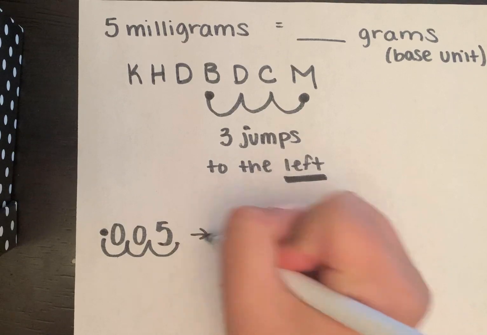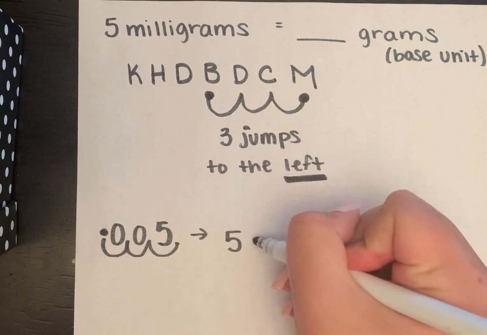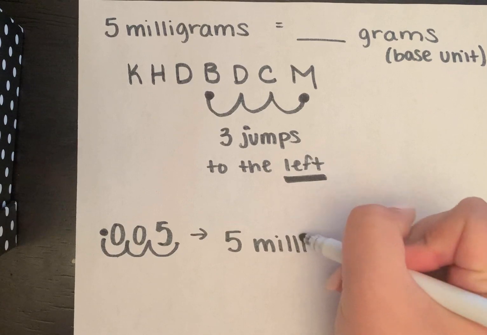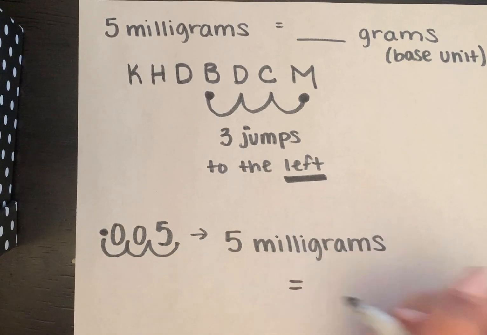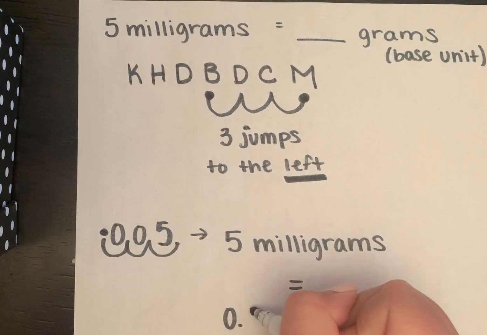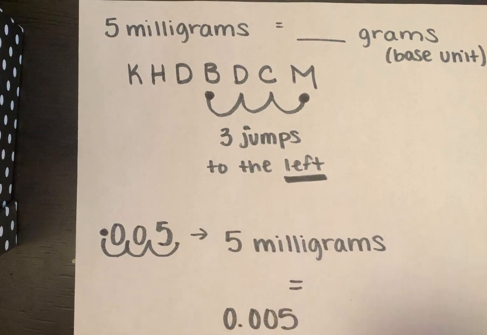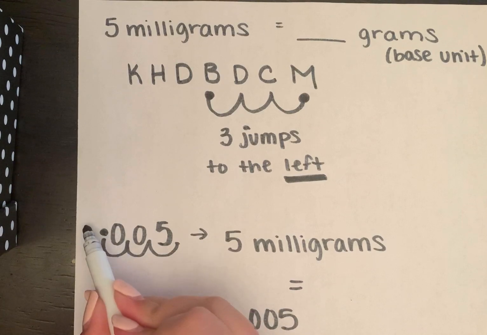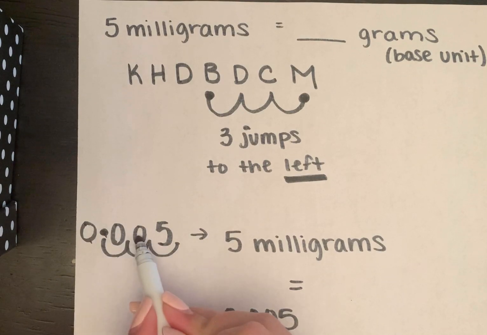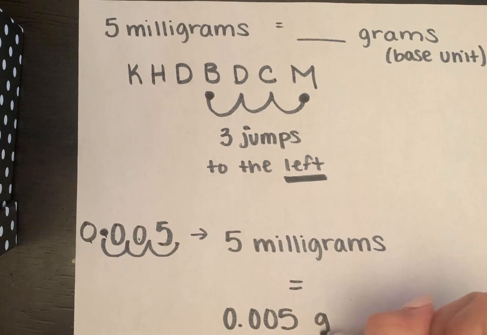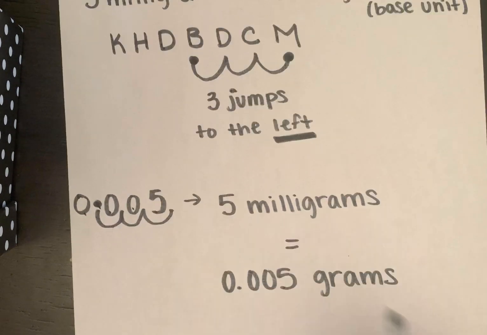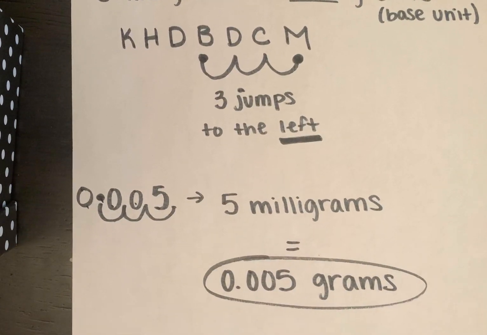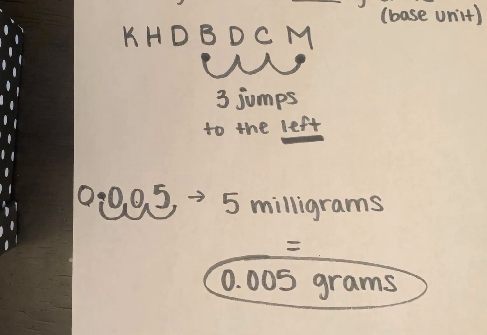So my answer: 5 milligrams equals 0.005. Remember, my decimal point's here, so you can put a 0. 0.005 grams. That is going to be my final answer. If you need to watch that again, watch it again.